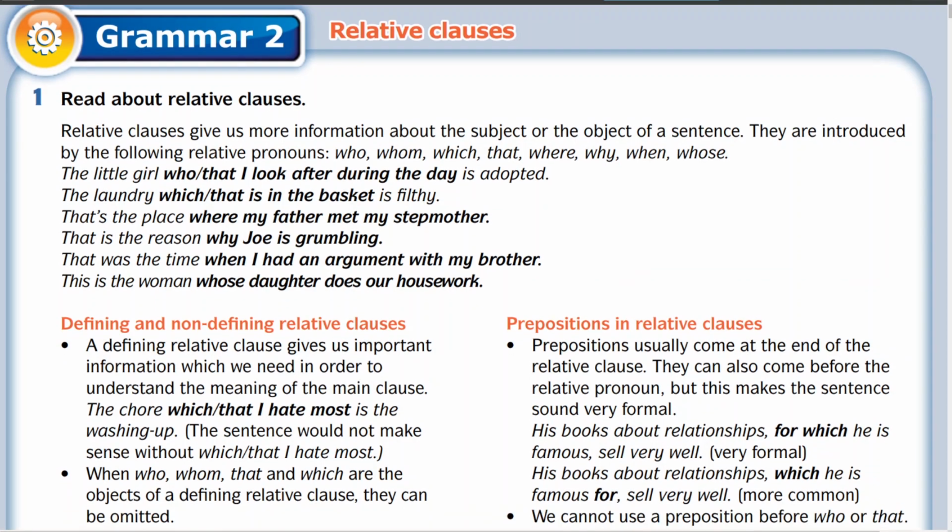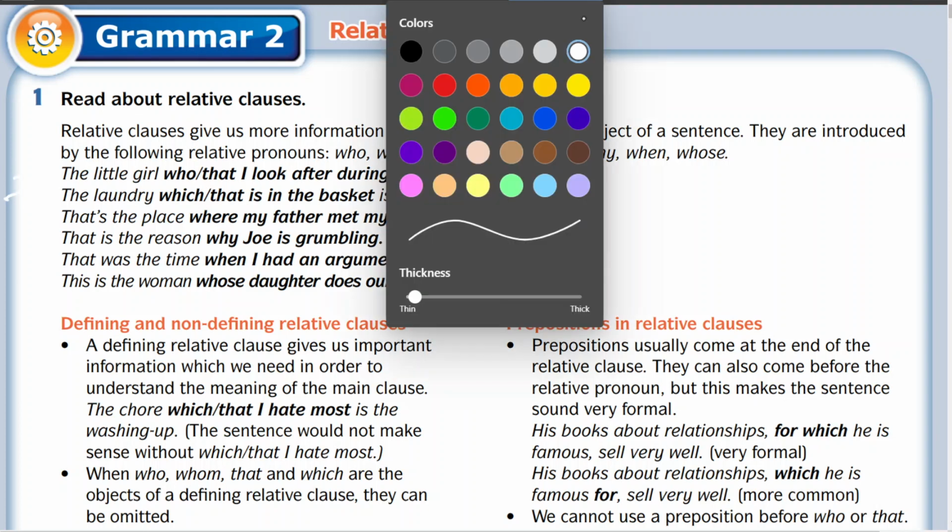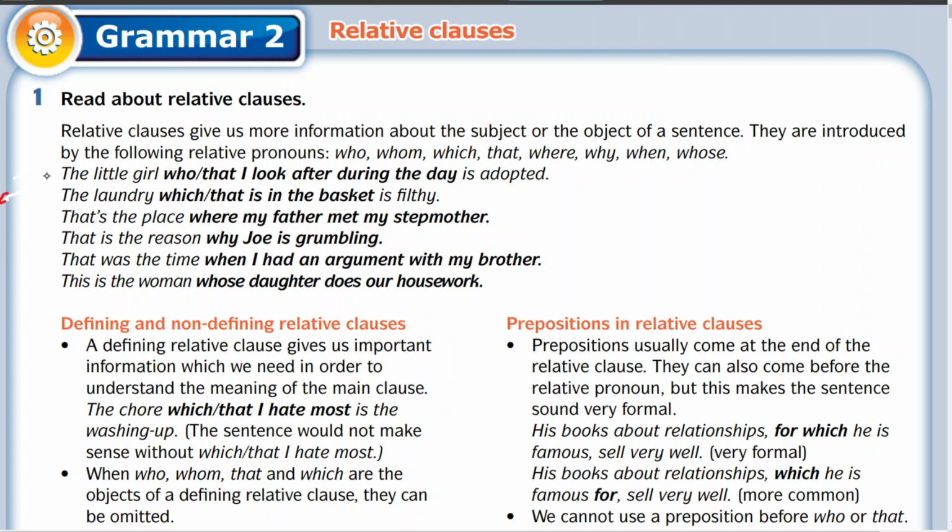Okay, so we have this sentence, this example here. Oh wait, the color is wrong. Okay, this example. Wow, that is a very ugly arrow. The girl who I look after during the day is adopted. Ada dua pilihan kat sini, who or that, sebab dua-dua ni boleh bertukar ganti ya. The girl who I look after during the day is adopted. So this part is the relative clause.